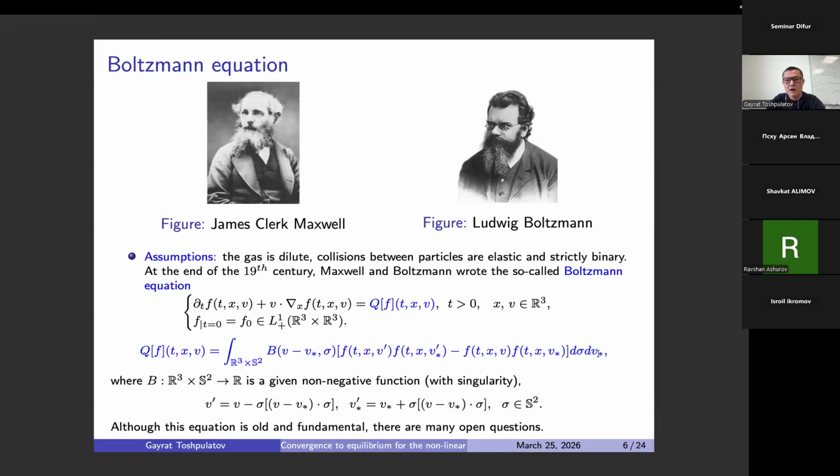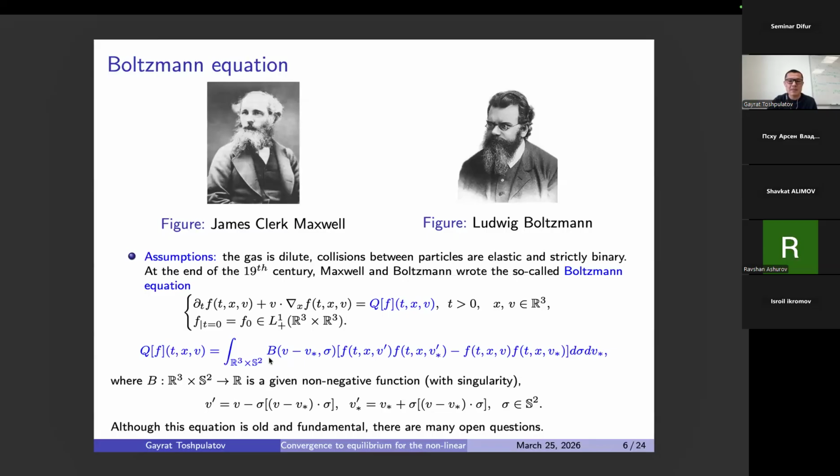So after integrating this operator with respect to this sigma and V star, we get some function depending on t, x, and v. So this is a Boltzmann equation. It was obtained by Maxwell and Boltzmann, and nowadays people call it the Boltzmann equation. This equation is very fundamental and very old.